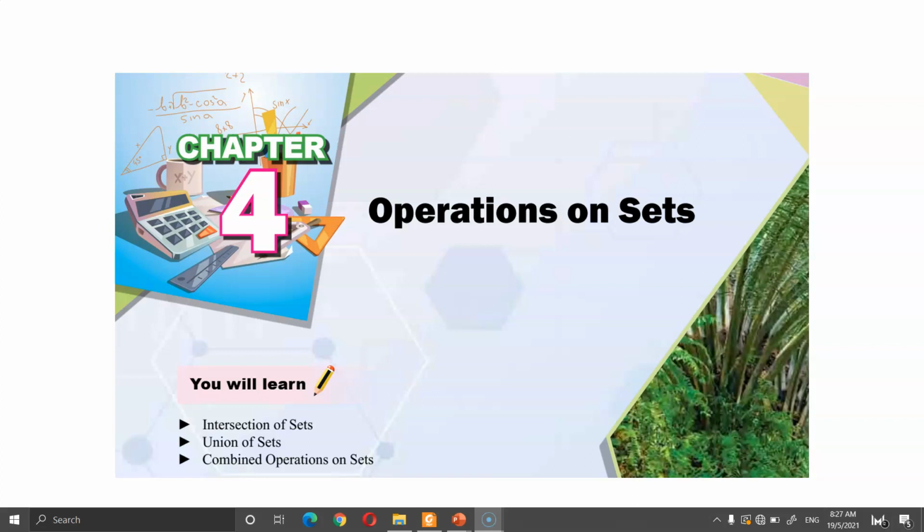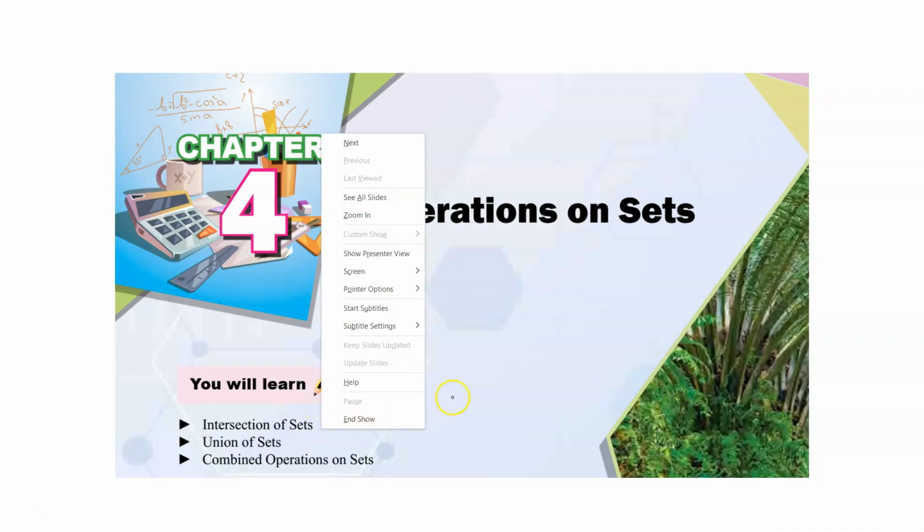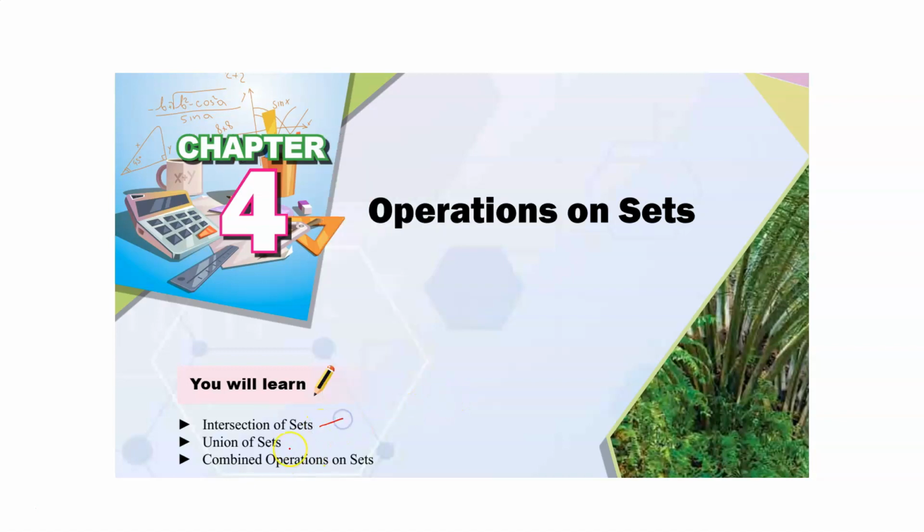Okay, as for today, it's the first day of our PDPR 3.0. Okay, today we are going to a new chapter, which is Chapter 4, Operations on Set. So, in this chapter you will learn intersection of set, union of set and combined operations on set. Okay, let's recall a little.